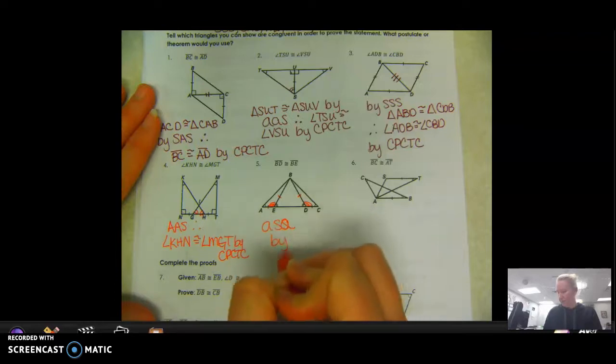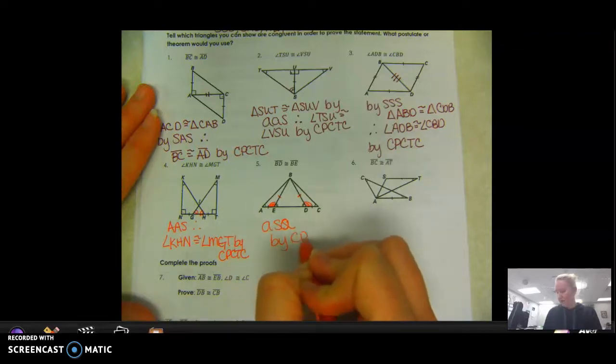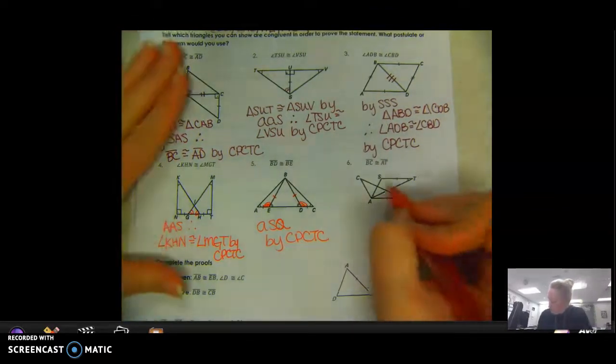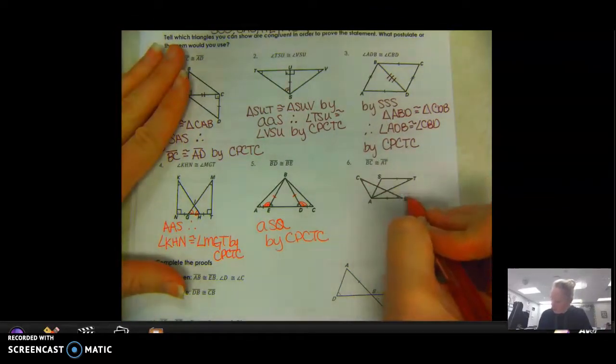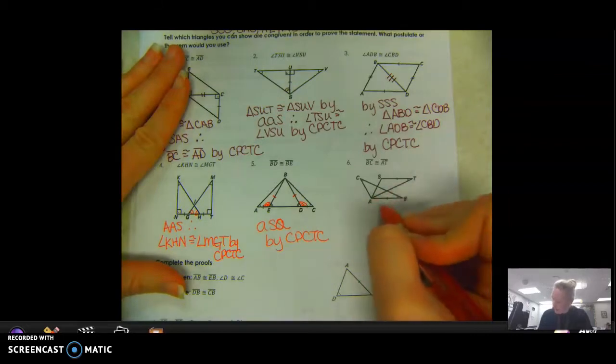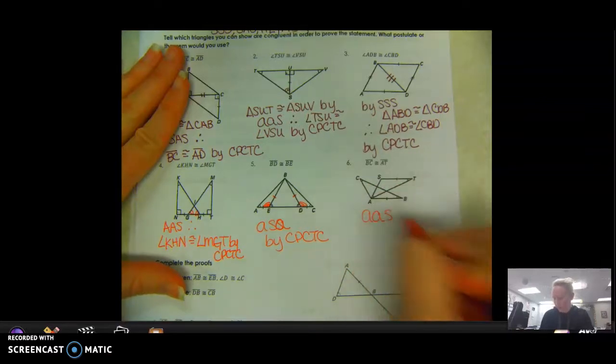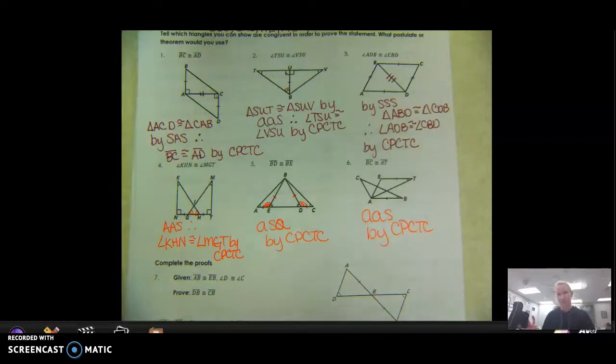So then those two things are congruent by CPCTC. One more. B to C, they want us to prove B to C is congruent to A to T. We know this angle, we know this side and this angle. So going around in a circle, angle, angle, side, or side, angle, angle. Angle, angle, side would be the reason. Then they are congruent. Those parts are congruent by CPCTC.